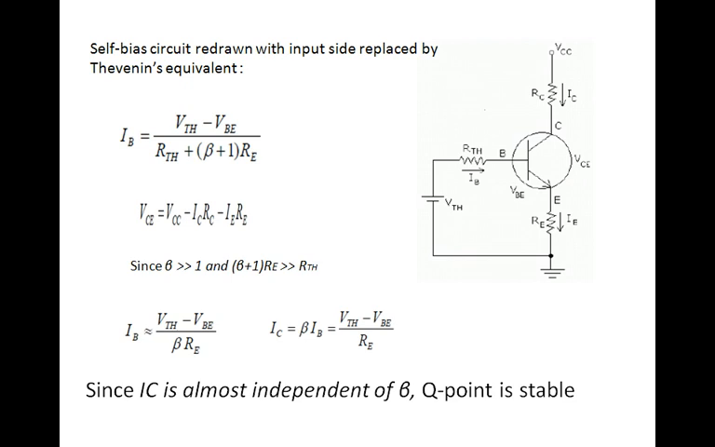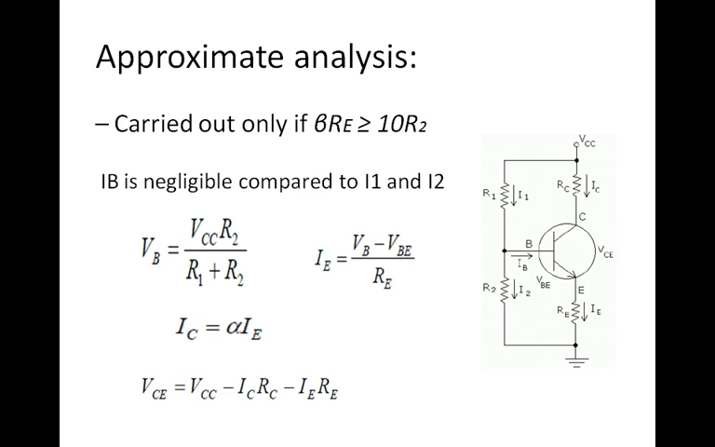Now you can calculate IB easily. IB equals VThevenin minus VBE by RThevenin plus beta plus 1 into RE. Similarly, the output voltage VCE equals VCC minus IC RC minus IE RE. Here IC is almost independent of beta, so the Q point is stable. In the approximate equation, IC equals VThevenin minus VBE by RE. So in this approximate equation, IC is almost independent of beta, so the operating point is stable. So this is the approximate analysis.